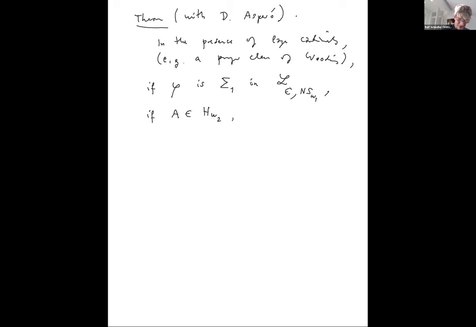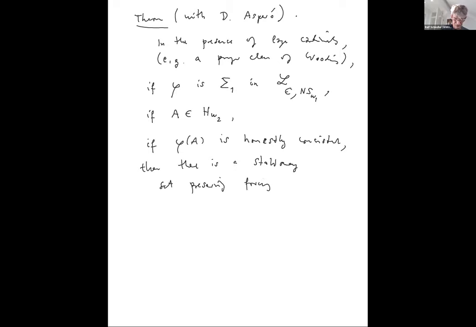So if this statement is honestly consistent, then there is a stationary set preserving forcing P such that in V of P, the statement holds true.